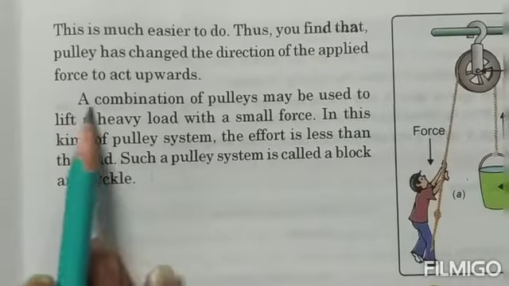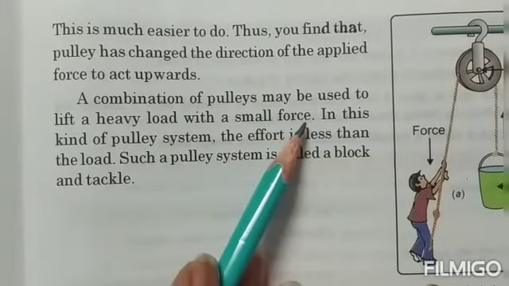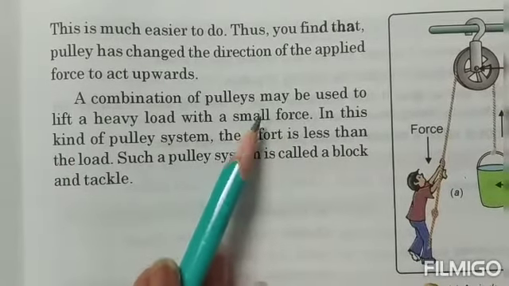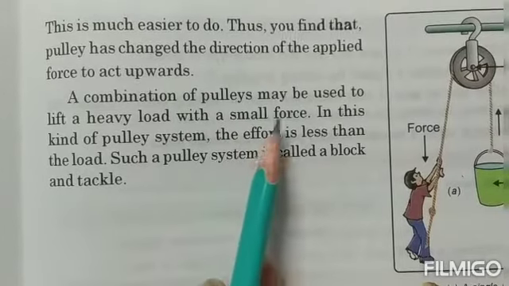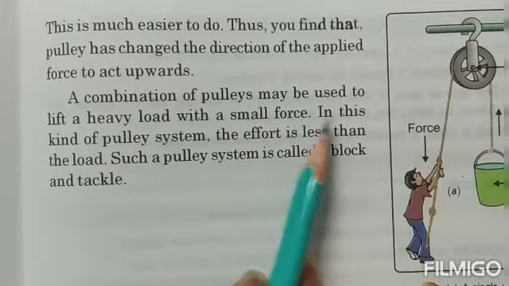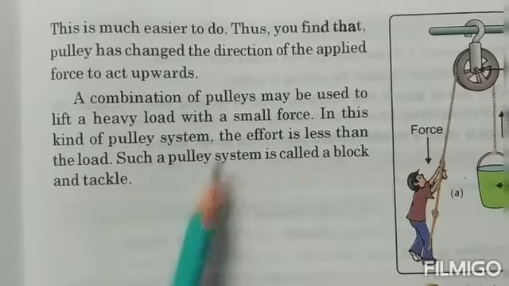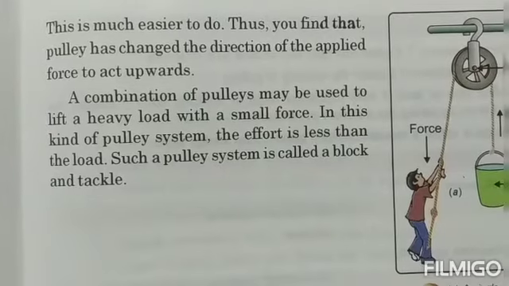A combination of pulleys may be used to lift a heavy load with a smaller force. That means if you use a combination of pulleys, children, then even the effort applied will become lesser than the load that is there. In this kind of pulley system, the effort is less than the load. Such a pulley system is called a block and tackle system.